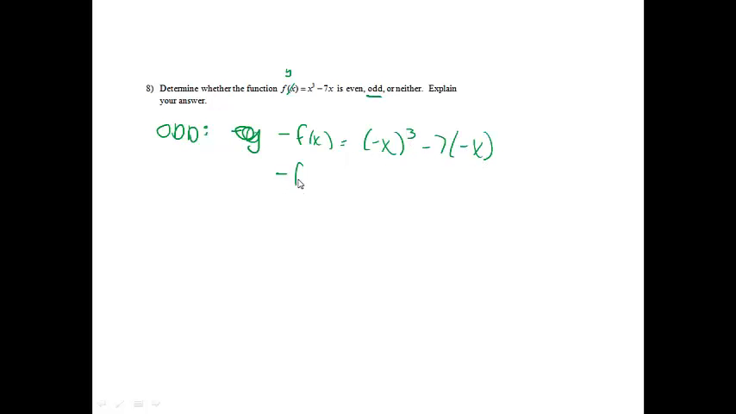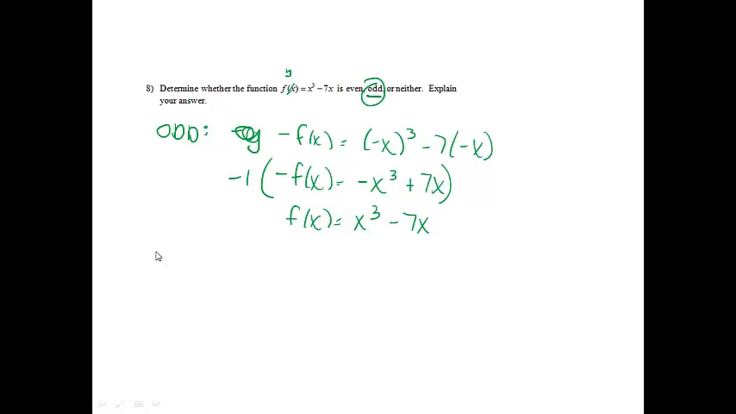And then I'll get negative f of x equals negative x, when I cube it, is going to give me negative x cubed. And then negative 7 times negative x is positive 7x. And then I can't see if it matches because this is negative f of x and this just says f of x. So I'm going to multiply the whole entire equation by negative 1, and if I do that I'm going to get f of x equals x cubed minus 7x, and I notice I did get what I started with, so it is odd.